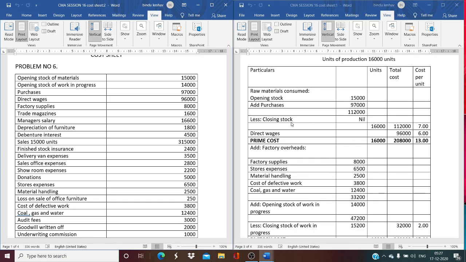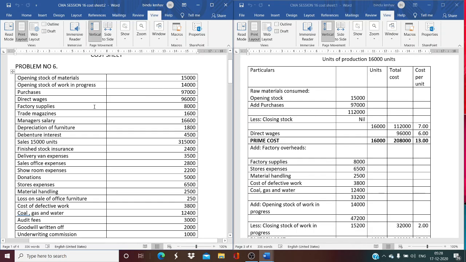What does it mean? We have not used those materials, they are still remaining in the factory, so it's not available. We do not have closing stock, so it means that whatever we had stock at the beginning as well as the purchases made during the year are consumed. So the total is 1,12,000. The number of units are 16,000. 1,12,000 divided by 16,000. The cost per unit is rupees 7.